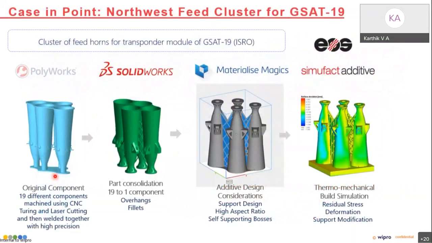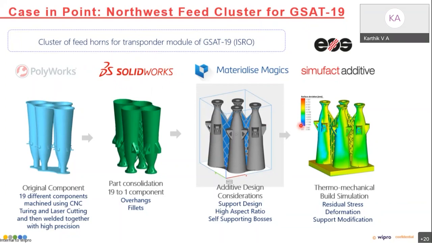So again, this is the Northwest Fluid Cluster. It was utilized in the GSAT-19 satellite, and this was India's first additively manufactured component, which has been in space for the last 4 years. Again, it was an original component, so we did not have to reverse engineer it. Then of course, designing the component, overhangs, fillets, those kinds of things had to be looked at, and we had to modify the design. We use SolidWorks, but you can pretty much use any design software.